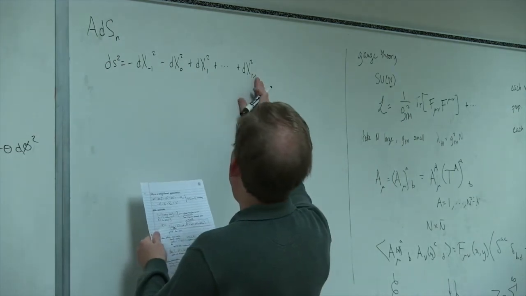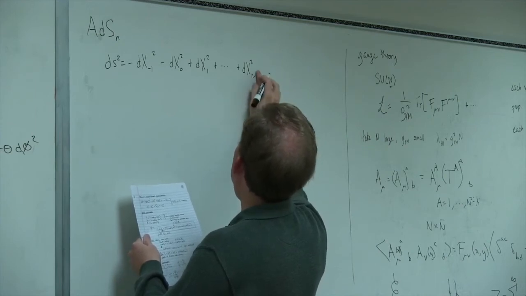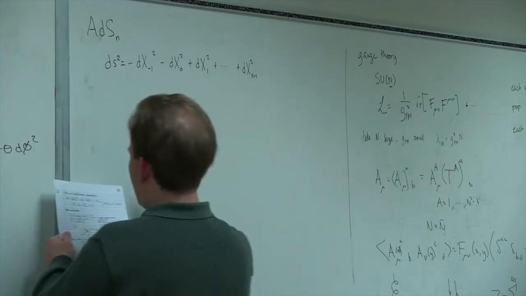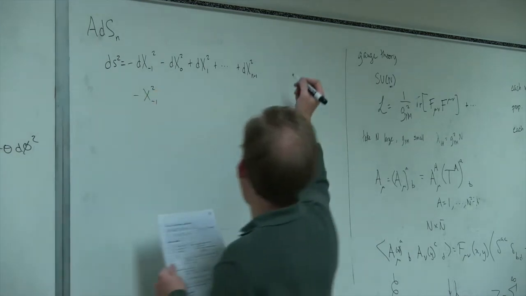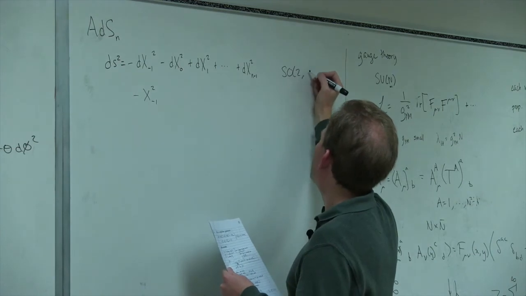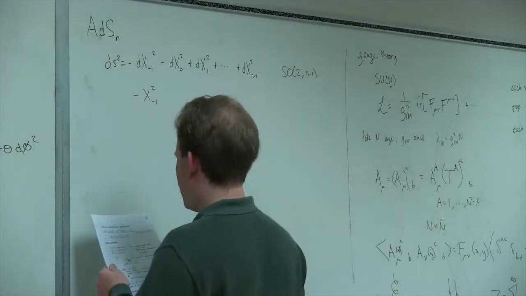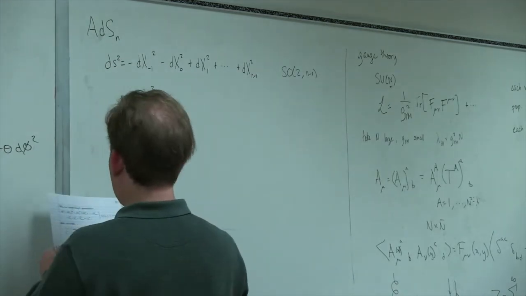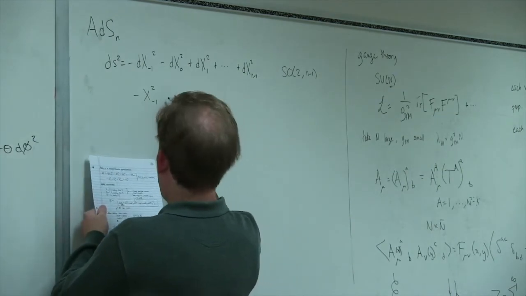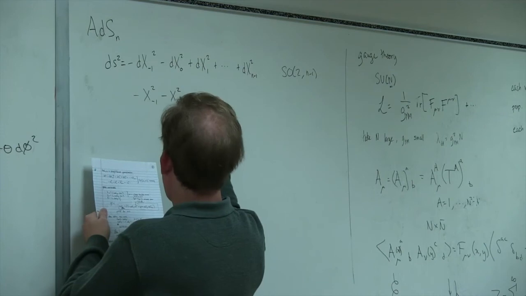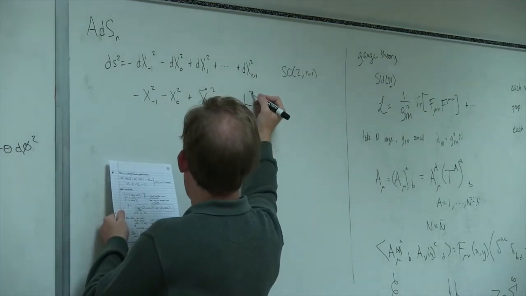Okay. This should just be n minus 2, right? No, I was right. Yeah, I was right. And then similarly, this has an SO(2, n minus 1) symmetry. That's the Lorentz group, if you like. So I'm going to impose an SO(2, n minus 1) invariant condition. Like this.